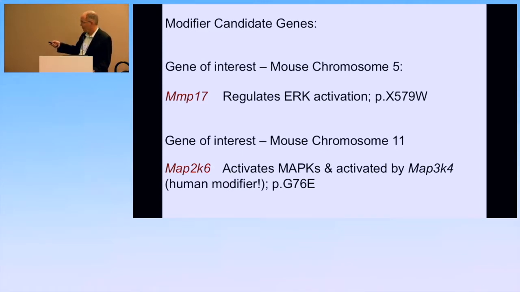One is called the MMP17 gene that's known to regulate ERK activity. The other is called a MAP2K6 gene, which is also known to activate mitogen-activated protein kinases like ERK and p38, and is activated by MAP3K4, the human modifier. So by considering two different species, it appears that we're identifying a pathway of modification.